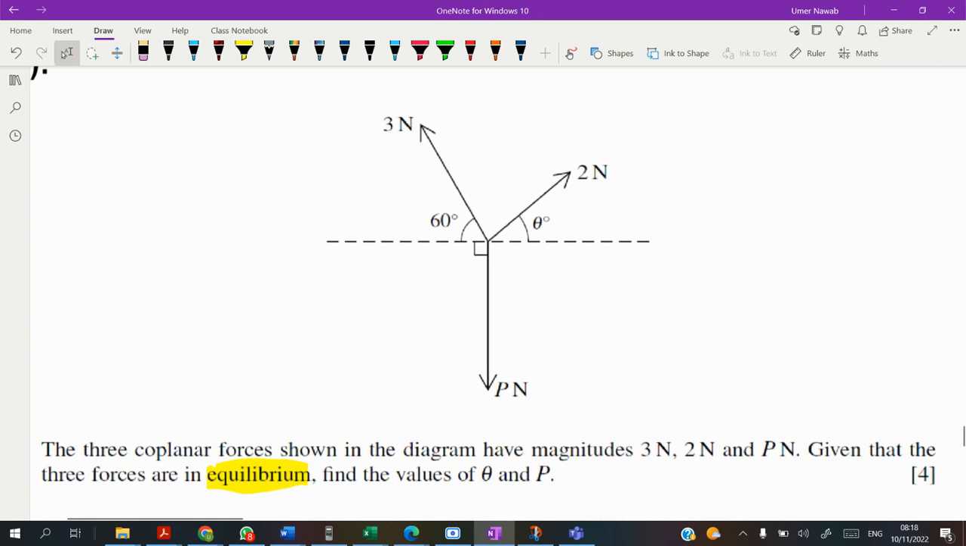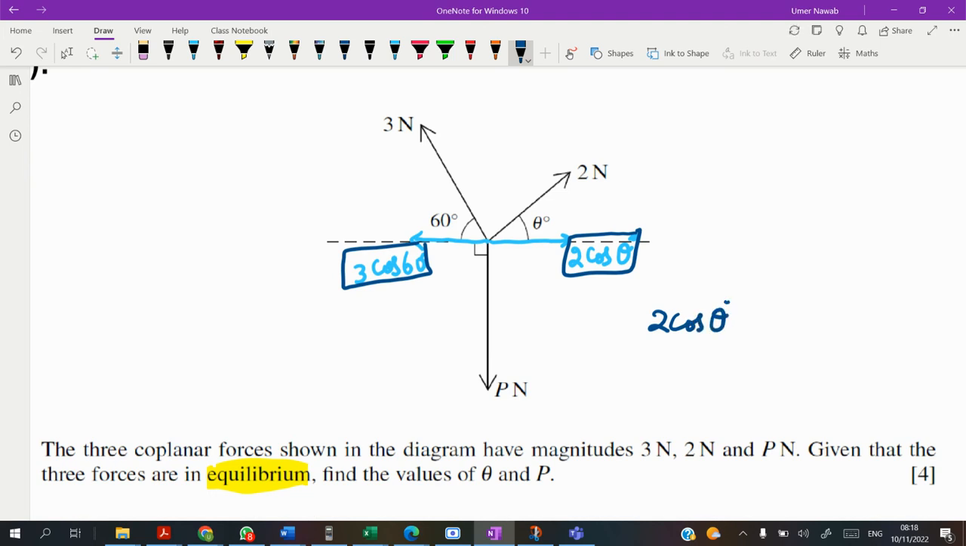resolving the forces into components. So I'm going to resolve this force, which is 2 cosine of theta. This is 3 cosine of 60 degrees. No need to take P newtons, because P newton is acting vertically downwards. Since the system is in equilibrium, this force must be equal to this force. So I think this will be easier for us. So 3 cosine of 60.